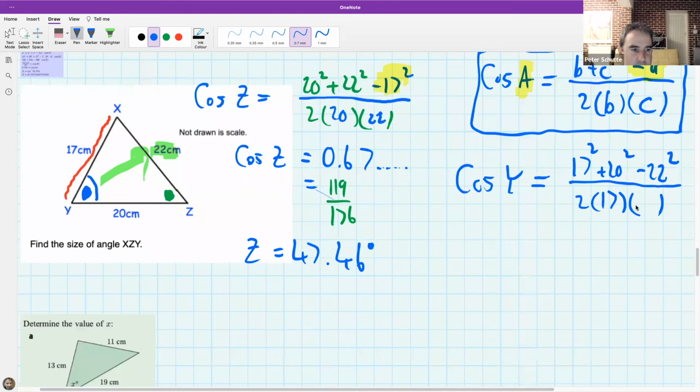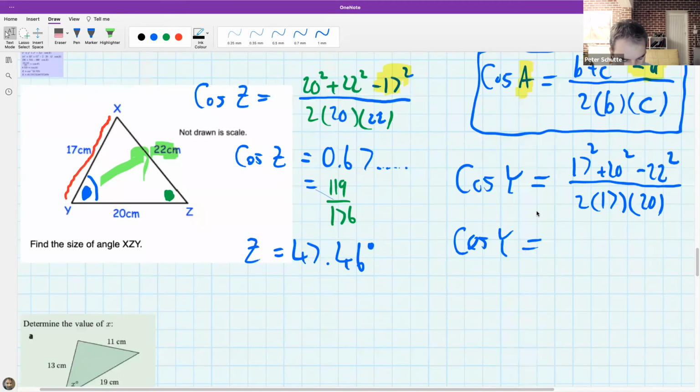2 times 17 times 20. And then, some of you may want to do this in one step. What you can do on your calculator with the fraction button is go, but I worry that you make a silly mistake and you lose partial marks, but you can go at this step, shift cos, and then put the whole fraction inside of that bracket. And so in this scenario, I'm going to do that. So 17 squared plus 20 squared minus 22 squared over 2 times 17 times 20.